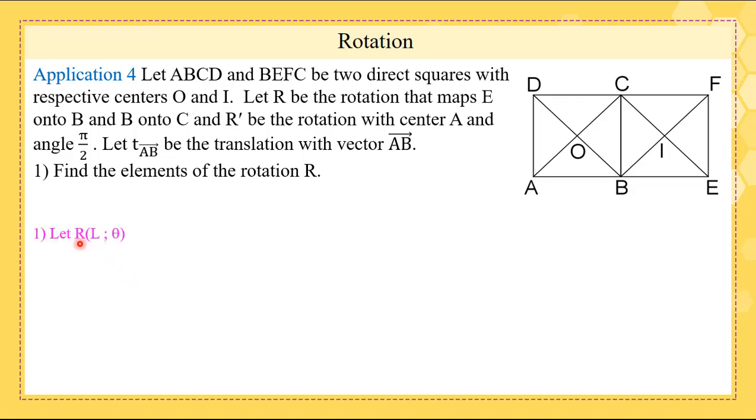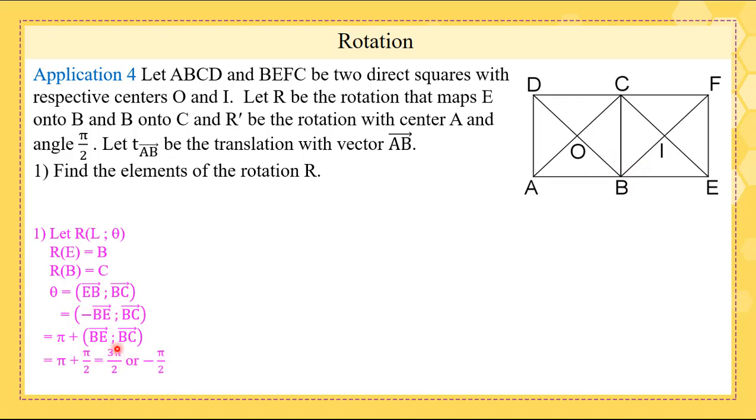Now let L be the center of the rotation R and theta be its angle. Since R of E is equal to B and R of B is equal to C, then theta is equal to the angle between EB vector and BC vector, which is equal to the angle between minus BE vector and BC vector, which is equal to pi plus the angle between BE vector and BC vector. According to this figure, the angle between BE vector and BC vector is equal to pi over 2. So we get that theta is equal to 3 pi over 2, or minus pi over 2. Now let us find the center L.